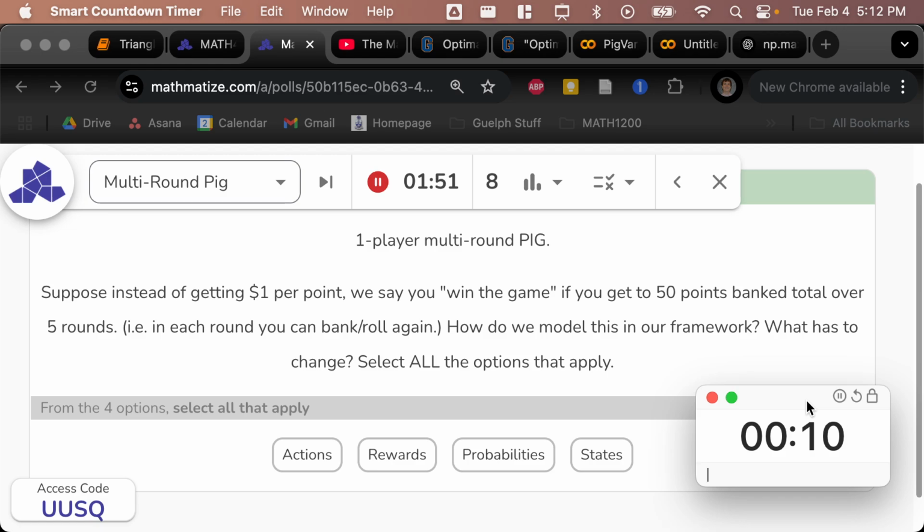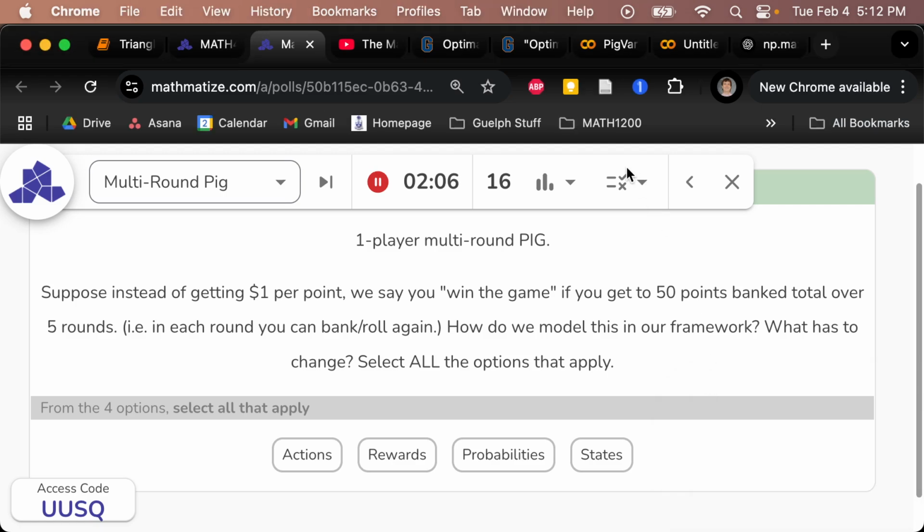All right, 10 seconds left. Put in your guesses. Which things are going to change? Okay, let's take a look. What will change?